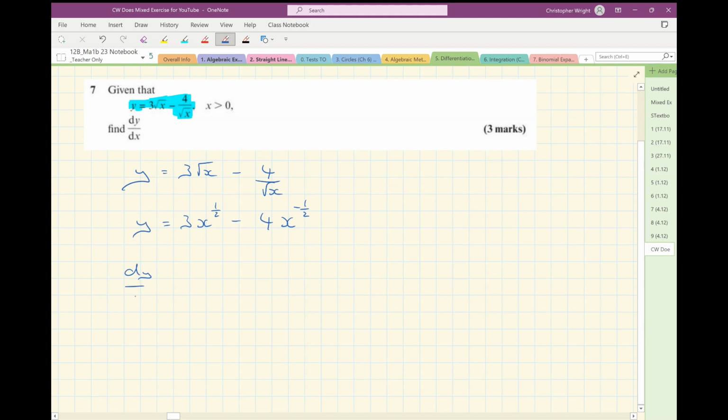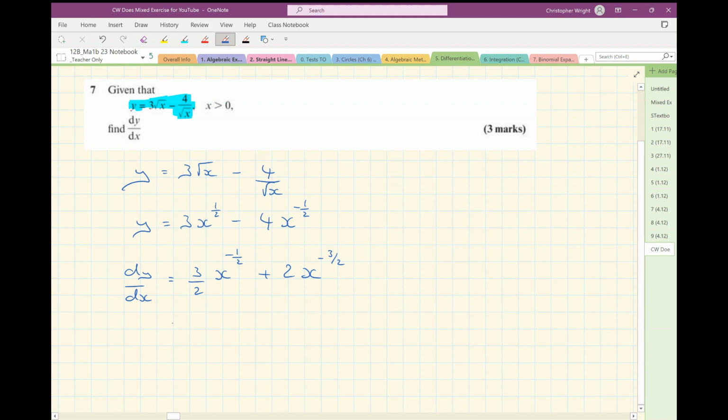So dy by dx will be a half times 3, and then x to the power of a half minus 1 is minus a half. Right, minus 4 times minus a half is plus 2. x to the power of minus a half minus 1 is not minus 1 half anymore, it's minus 3 halves. And there is the solution to that question.